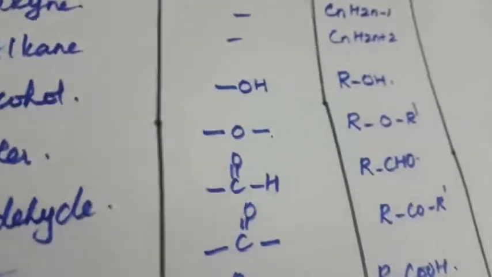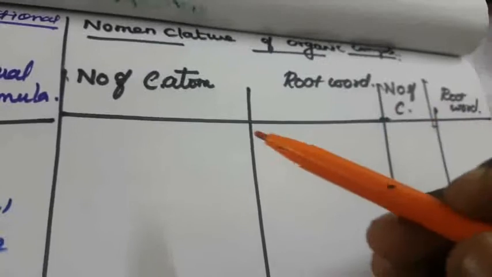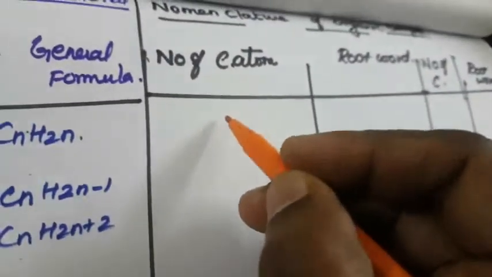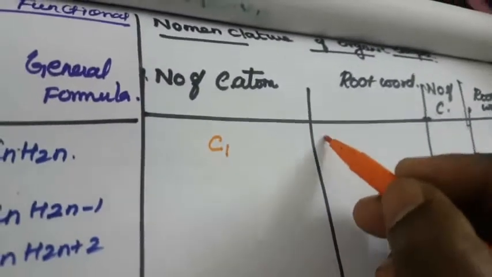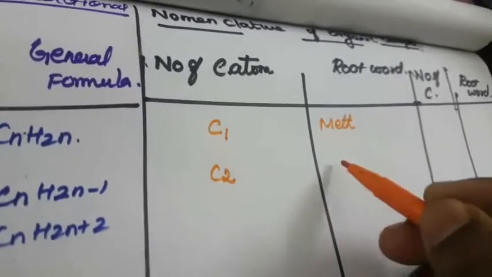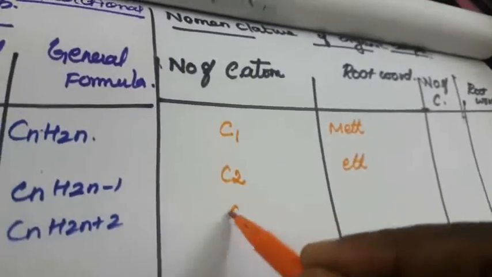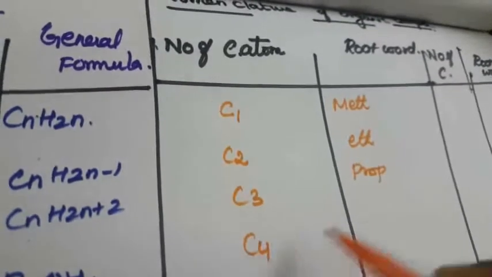Next, what is the nomenclature of organic compounds? How to number carbons and how to name them? First, with only one carbon, carbon number 1, the name is meth. Then carbon 2 is eth. Carbon 3 is prop. Carbon 4 is but.